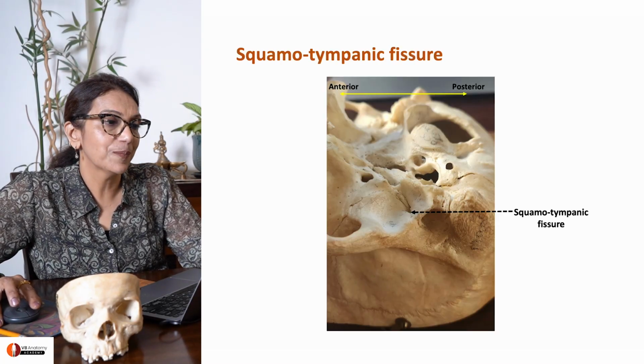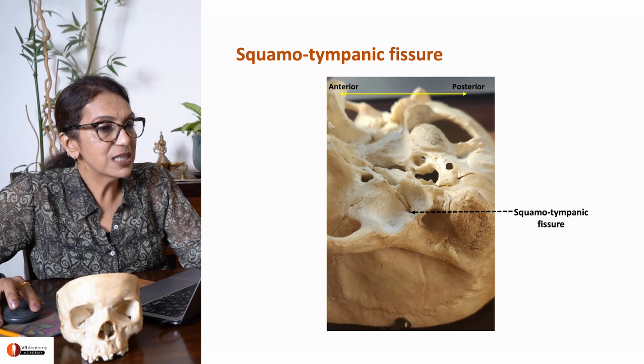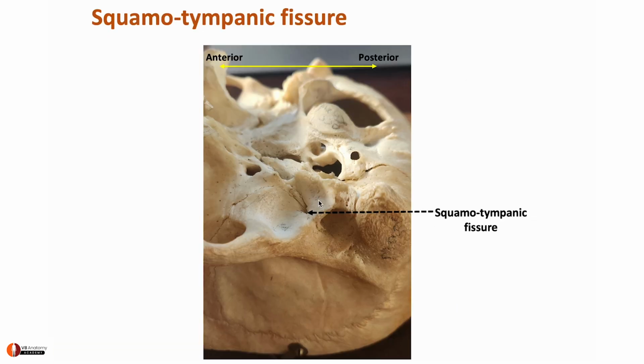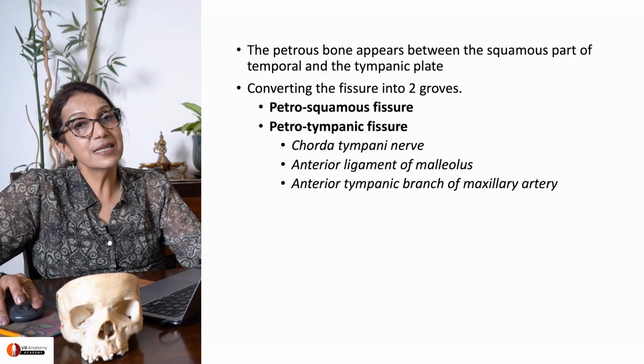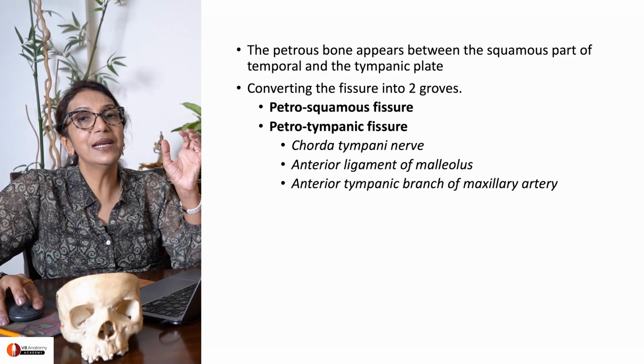Commonly asked question. Right. Let's talk about the squamo-tympanic fissure. Remember, a fissure that separates the squamous part of temporal from the tympanic plate. If you observe, there is a little bit of bone projecting into the fissure. This is petrous temporal bone, which divides the fissure into two parts, a petrosquamous fissure and a petrotympanic fissure. This is discussed but hardly ever actually asked in vivas. Petrotympanic fissure can be sometimes asked as some important structures leave the middle ear through it.